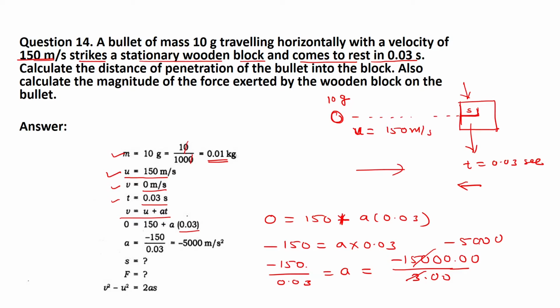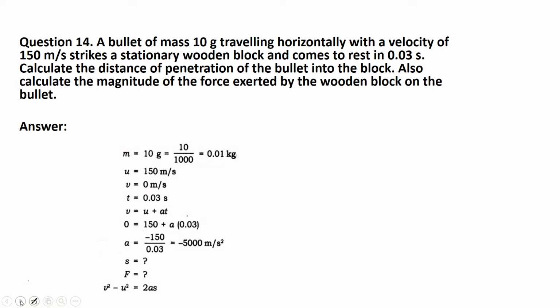Now next we have to find the penetration inside the block, and second, how much is the force. Let's see. Here, in this kinematic equation, we will use v square minus u square is equal to twice a s. So final velocity is 0 square minus u square, initial velocity 150 meter per second, so 150 square is equal to 2 into a, acceleration 5,000, and s is the displacement.